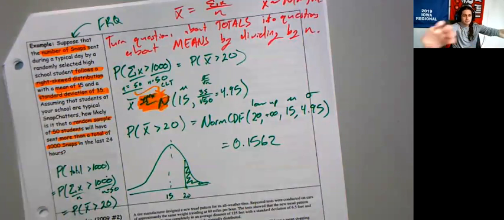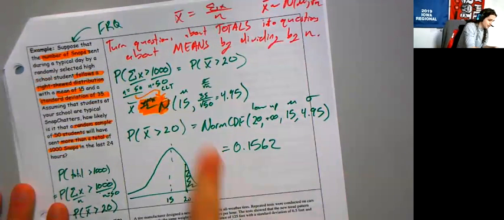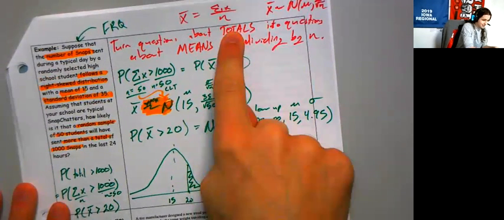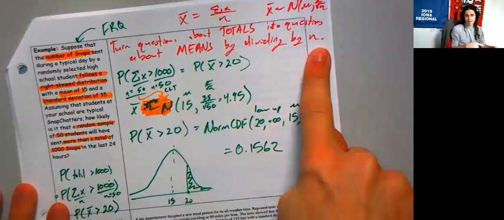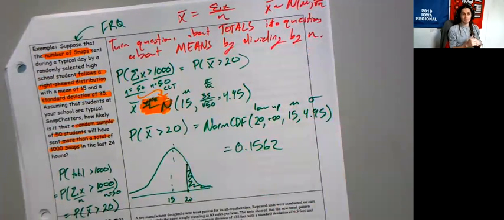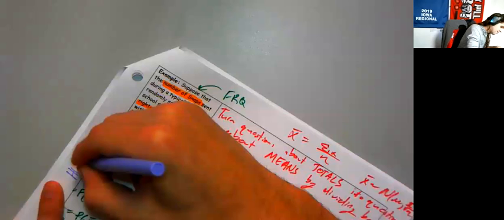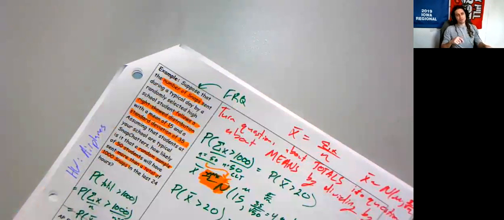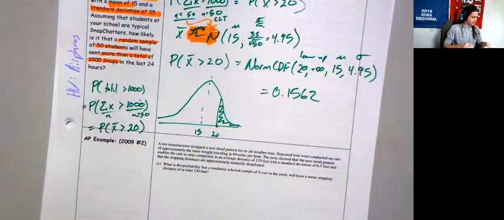Big idea here. You need to be able to turn questions about totals into questions about means, by dividing by n. You're going to have a question in your homework about airplanes. Make sure you can do the airplane problem. So I'm going to write out the side, homework, airplanes. Look back at this problem when you come to that homework problem about airplanes that you don't understand.